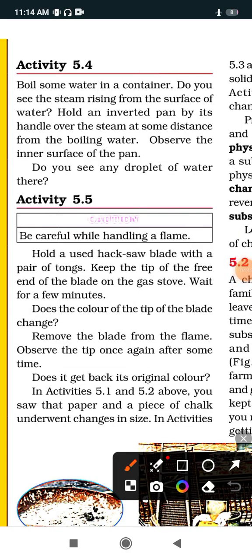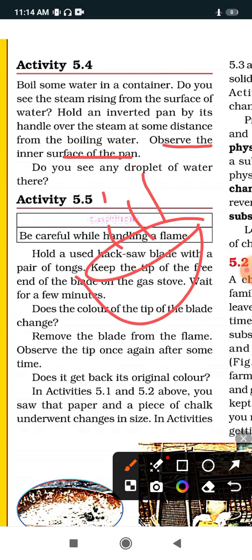हम water boil करेंगे कंटेनर में. Do you see the steam? Obviously जब हम water को boil करेंगे कंटेनर में तो स्टीम राइज होगा सरफेस ऑफ द वाटर में. होल्ड एन इन्वर्टेड पैन बाय इट्स हैंडल ओवर द स्टीम एट सम डिस्टेंस फ्रॉम द बॉइलिंग पॉट. ऑब्जर्व द इनर सरफेस ऑफ पैन. इनर सरफेस में हमें ड्रॉपलेट्स दिखेंगे. Do you see the droplets of water there? Clear.